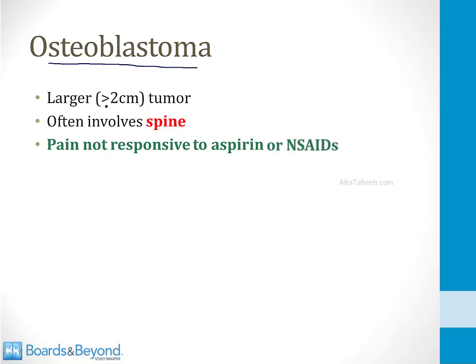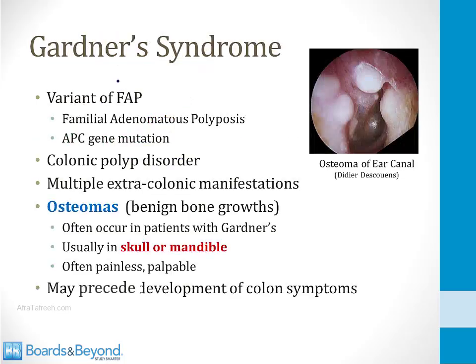The big difference here is that they're larger, usually greater than 2 centimeters in size. Some other differences are that osteoblastomas often occur in the spine, and classically, the pain does not respond to aspirin in contrast to the smaller osteoid osteomas. These tumors more often require surgery, where the osteoid osteomas often can be outgrown if the patient is treated with pain medication.